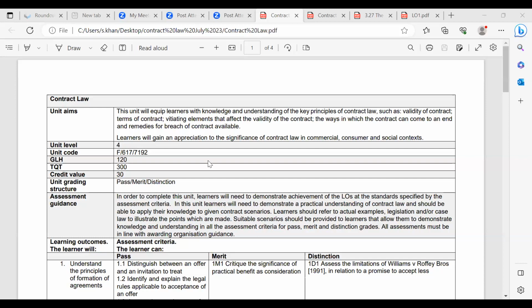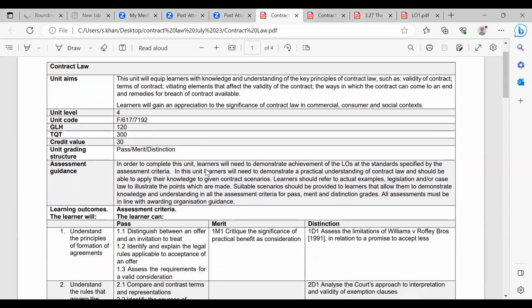consumer and social contexts. So just looking at the module spec, in order to complete the unit, you must be able to demonstrate achievement of all the learning outcomes at standards specified by the assessment criteria. And as we're going along, you will see the different assessment criteria and the learning outcomes that you're expected to do each week.